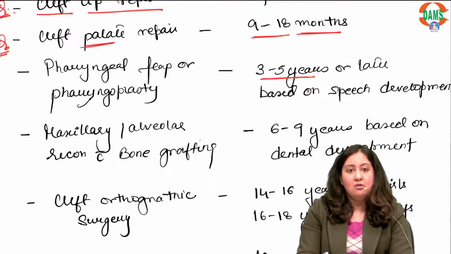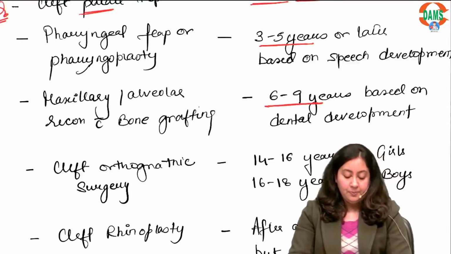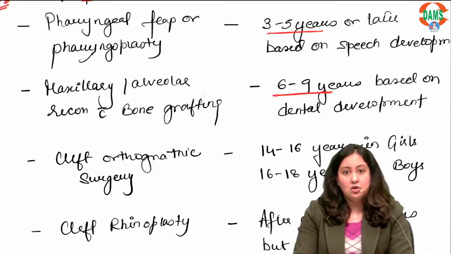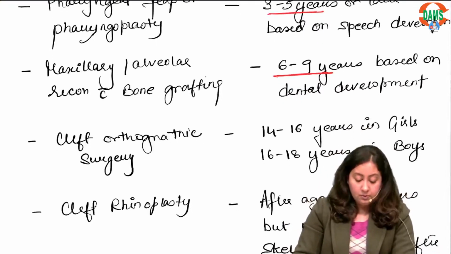Maxillary or alveolar reconstruction with bone grafting is usually 6 to 9 years of age based on dental development. We will be discussing secondary alveolar bone grafting. In that, again, I have another chart in which there are different times and periods for alveolar bone grafting. That also we will discuss. That is also an important table.